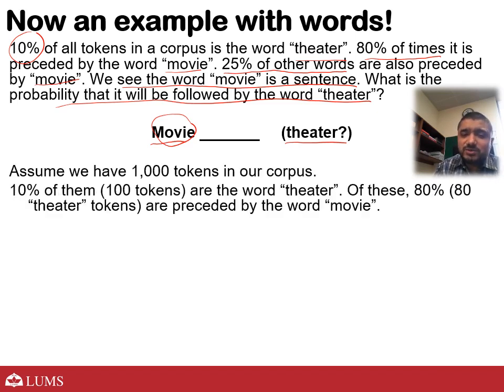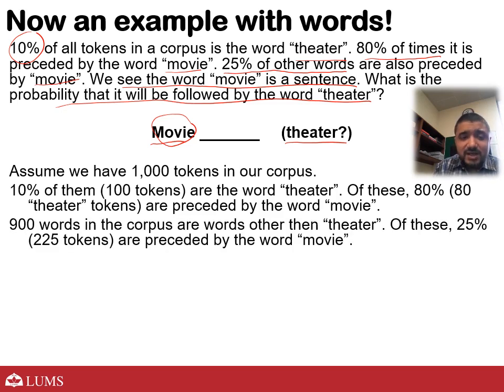Assume we have 1000 tokens in our corpus. 10% of them, that is 100 tokens, are the word theater. Of these, 80% theater tokens are preceded by the word movie. ठीक हो गया. 900 words in the corpus are words other than theater. Of these, 25%, that is 225 tokens, are preceded by the word movie.